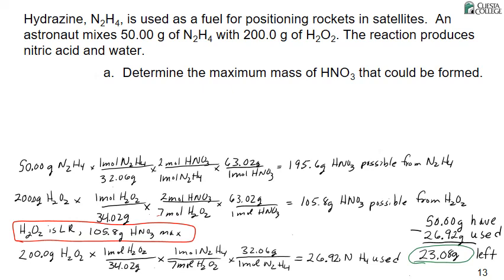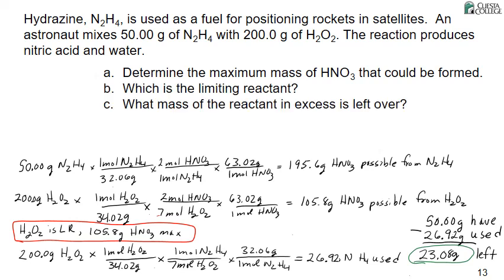You'll need a balanced chemical equation, of course, because you know you're supposed to do that for every chemical problem now. See if you can determine the maximum mass of HNO3 that would be formed. See if you can figure out the limiting reactant. See if you can figure out the mass of the reactant in excess that's left over.